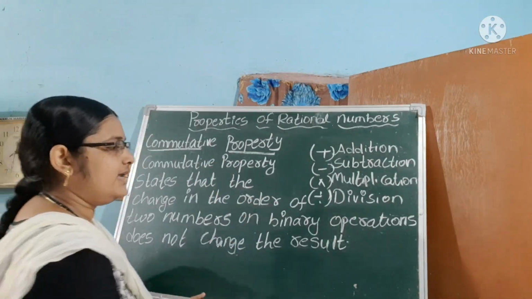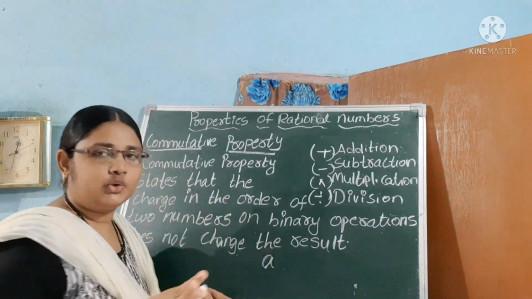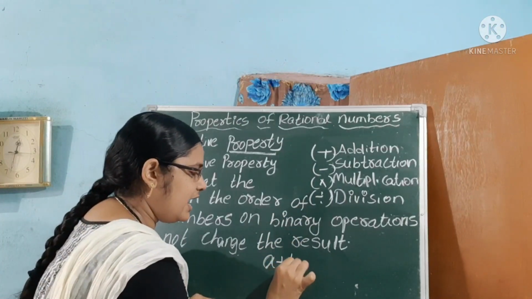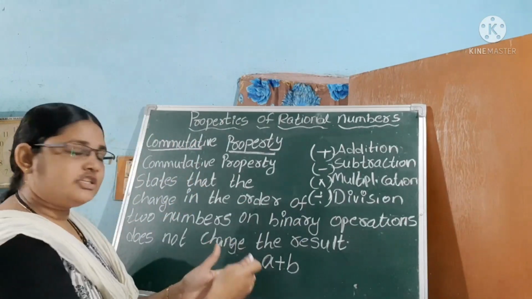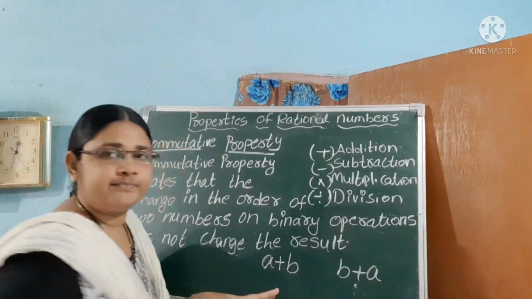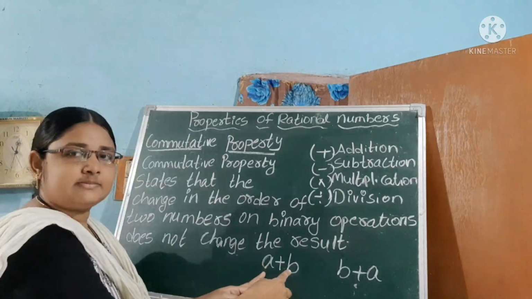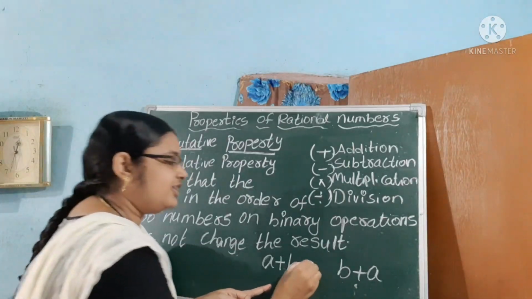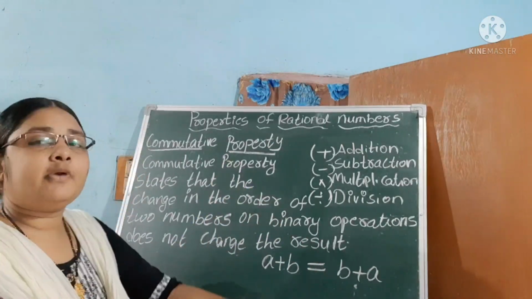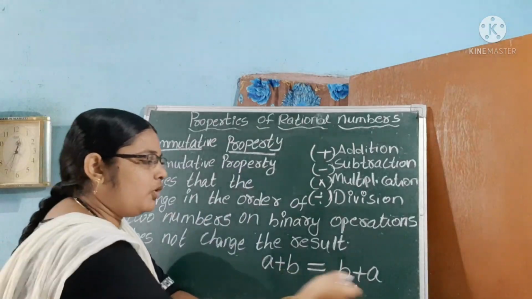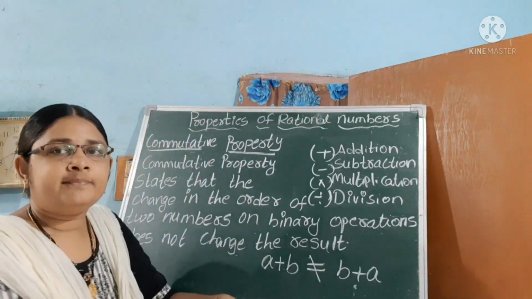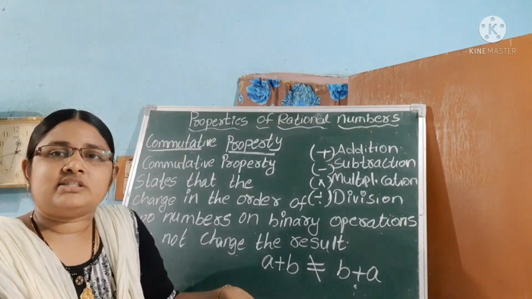Okay, let us see. For example, if we take any two numbers a and b, and we apply any binary operation, a plus b, okay, if we change the order, what is the meaning? That is b plus a. Here we change the order, a plus b and b plus a. If the value is same, that means equal, so commutative property is satisfied. If we change the order and the value is not equal, the commutative property is not satisfied.